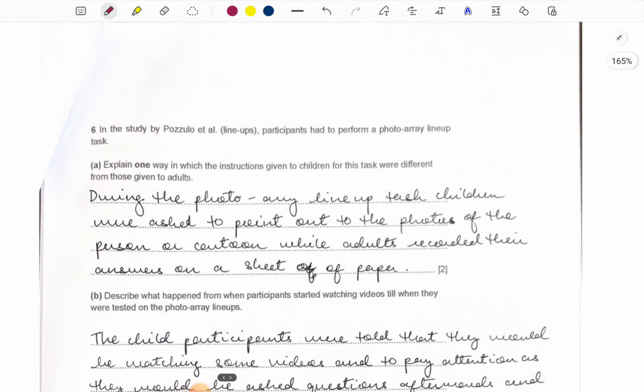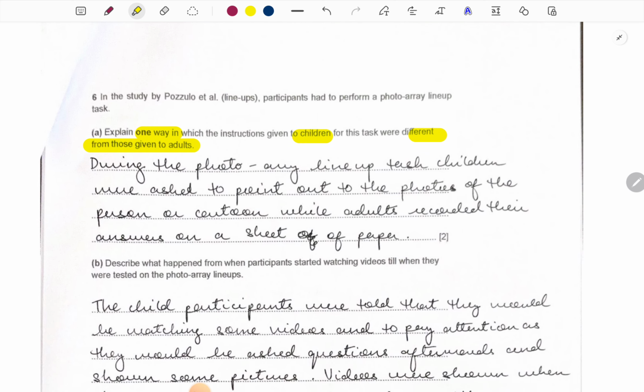Here they've asked, explain one way in which the instructions given to children were different from those given to adults. Okay, this is also a simple question. When it came to the photo array lineup, the children just had to point out the photo of the culprit, whoever they thought it was. And when it came to the adults, they had to write their answers on a sheet of paper rather than pointing out. Very to the point. It's a descriptive question. Straight away she's answered.